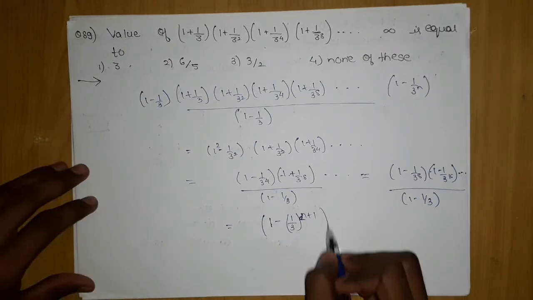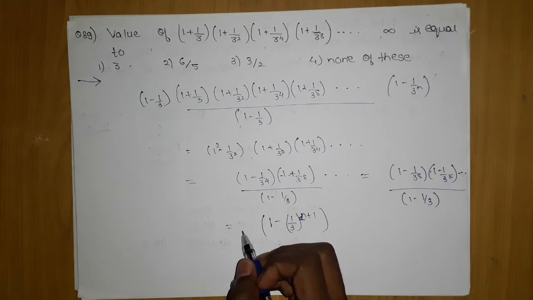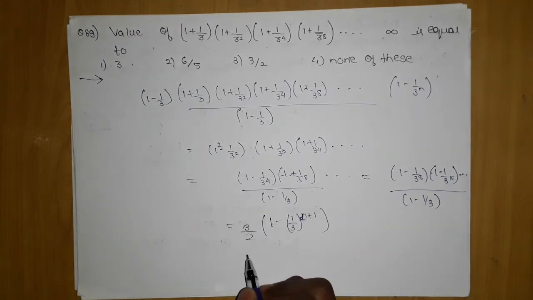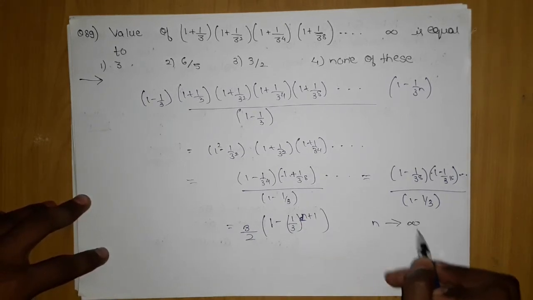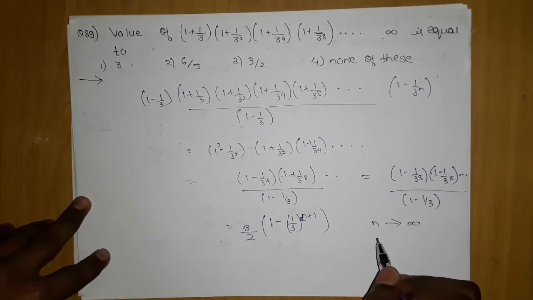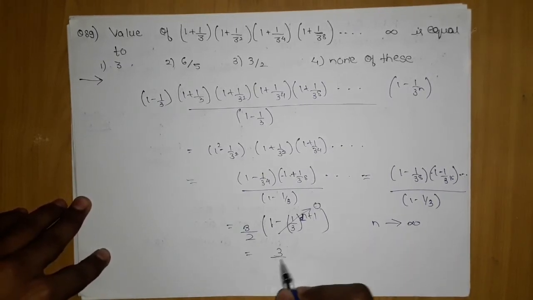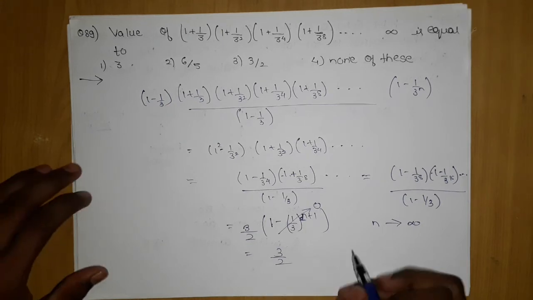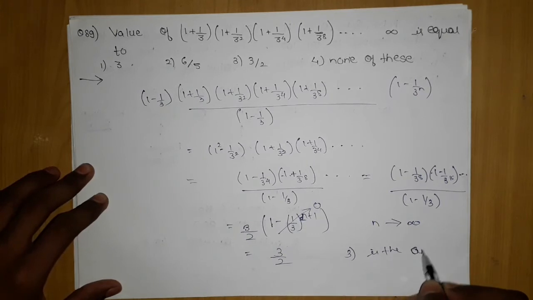And in the bottom the 1 minus 1/3 will still remain, which if we simplify we will get 3 by 2. Now since n is tending to infinity, this term will become 0, and our final answer will be 3 by 2 only. So as per the options, the third is the answer. The observation was very simple.